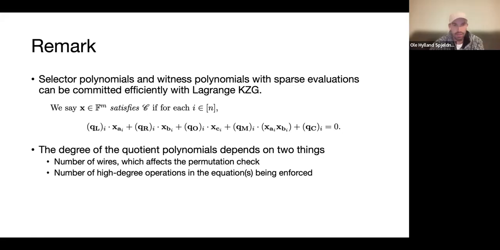So now we have a question to this. Yeah. Just with the permutation check, do you have any concrete numbers as to how that dependence is?